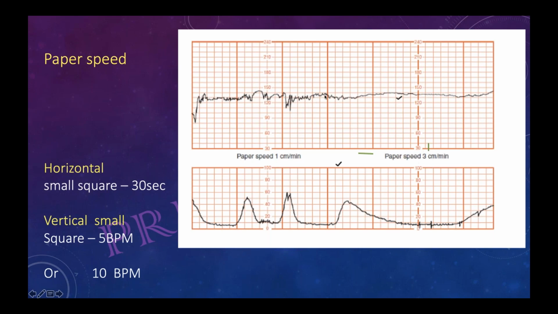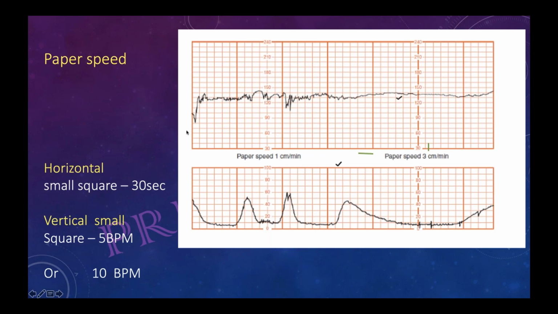If it is 1 centimeter per minute, you will get this kind of trace. With 3, you will get much more, everything will be very stretched. But in the exam, what we get is 1 centimeter per minute, so we will get this type of trace. Fine. So this is one basic thing.